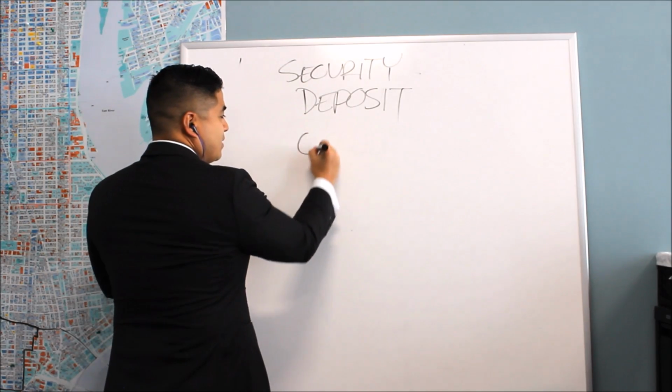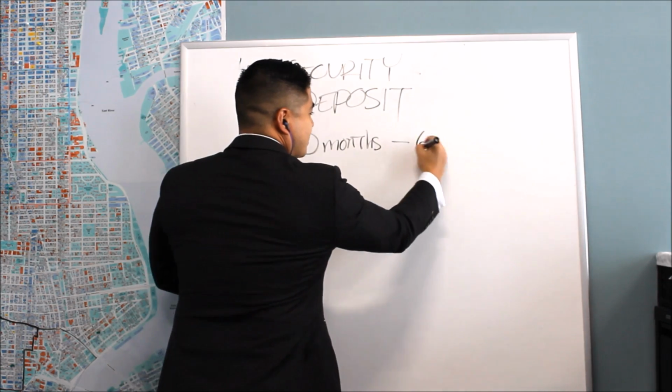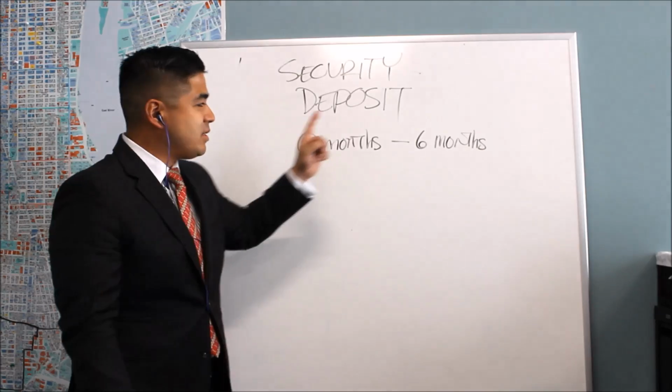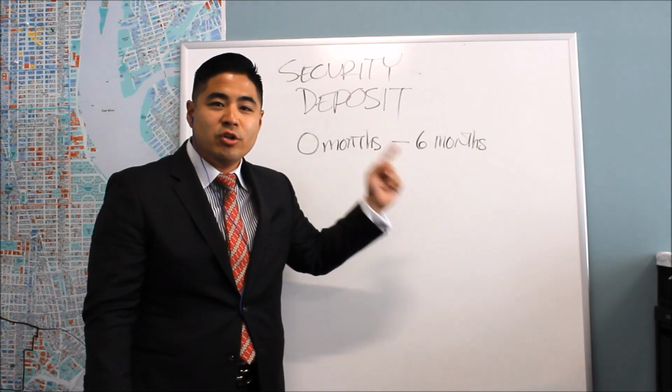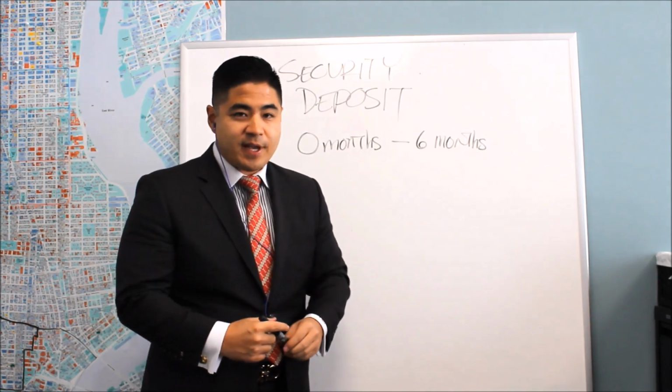So, security deposit: 0 months to 6 months, depending on your credit. That's something else you should know. And you can offset this.